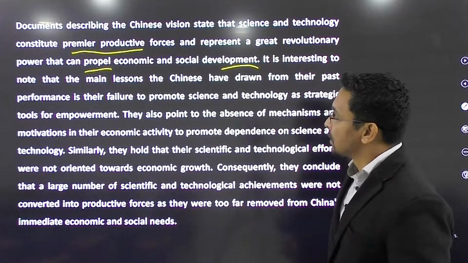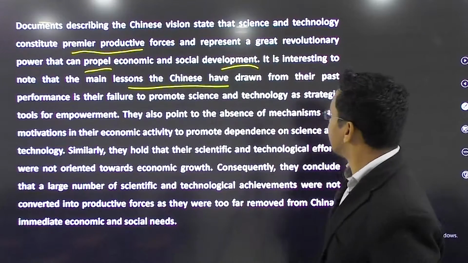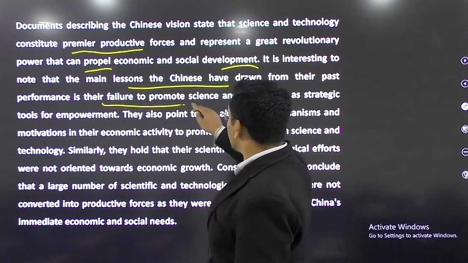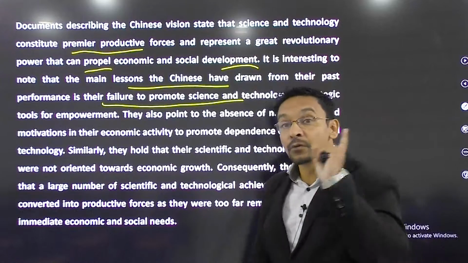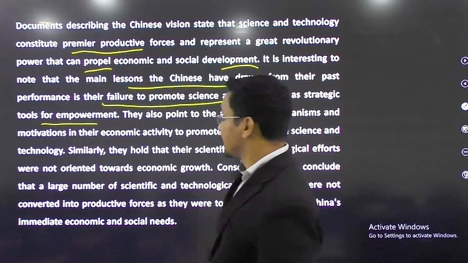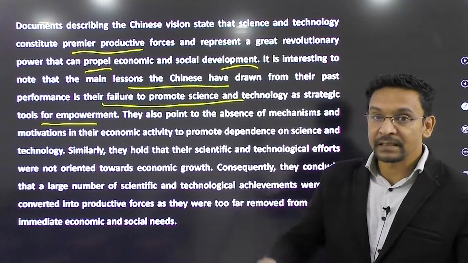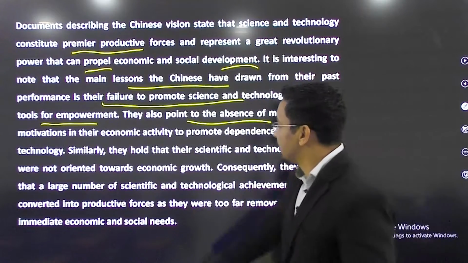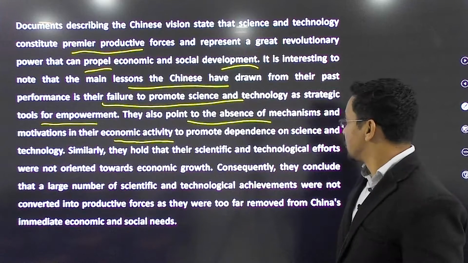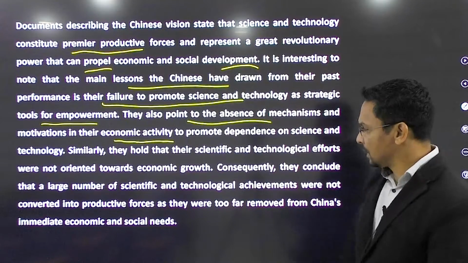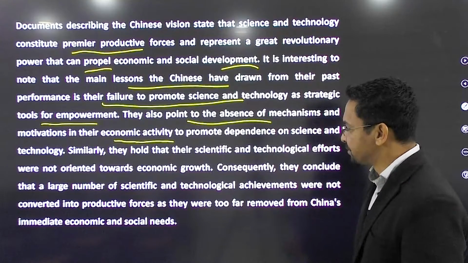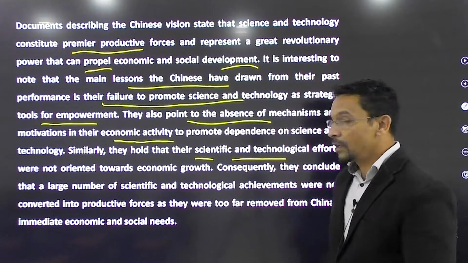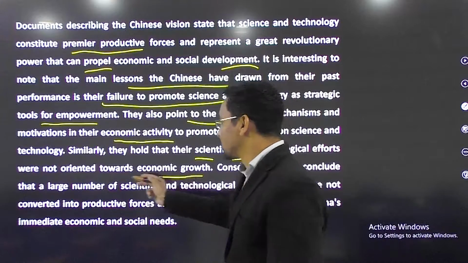ये भी इंटरेस्टिंग है टू नोट जो मेन लेसन्स द चाइनीज हैव ड्रॉन फ्रॉम देयर पास्ट परफॉर्मेंस. क्या सीखा है उन्होंने? इज देयर फेलियर टू प्रमोट साइंस एंड टेक्नोलॉजी एज स्ट्रेटेजिक टूल्स ऑफ एम्पावरमेंट. इसीलिए नाउ दे रियलाइज द इंपॉर्टेंस ऑफ साइंस एंड टेक्नोलॉजी. दे ऑल्सो पॉइंट टू द एब्सेंस ऑफ मैकेनिज्म्स एंड मोटिवेशंस इन देयर इकोनॉमिक एक्टिविटी to promote dependence on science and technology. Similarly, ये मानते हैं that their scientific and technological efforts were not oriented towards economic growth.